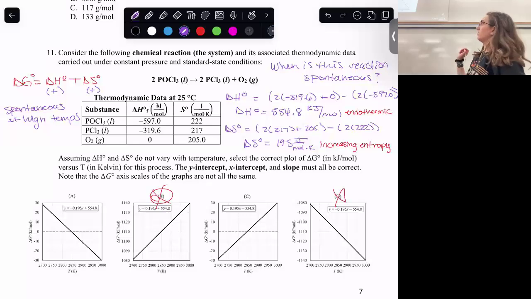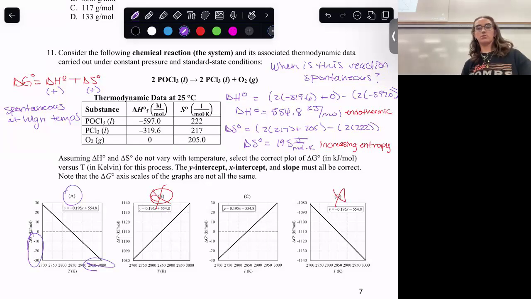So looking at A and C, where is our delta G negative at high temperatures? A, right? At negative delta G, we have high temperatures. So A is going to be our correct answer. We don't even really need to solve for T because we know that it's only going to be spontaneous at high temperatures. And so once we get into that high temperature range of our x-axis, we see that we're in the negative range of delta G, showing that it's spontaneous.